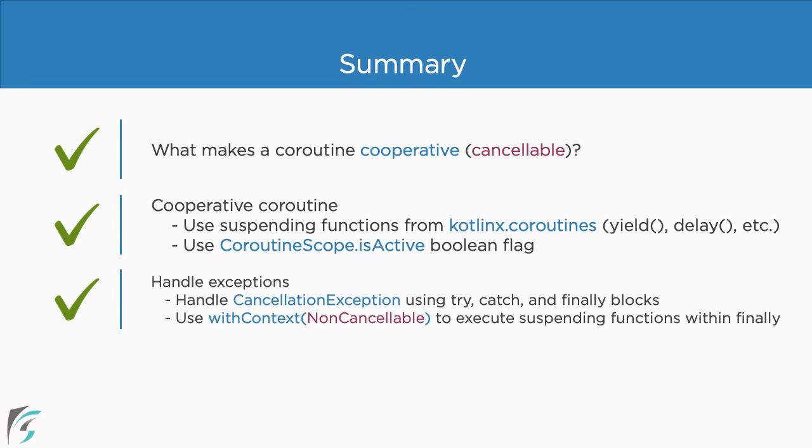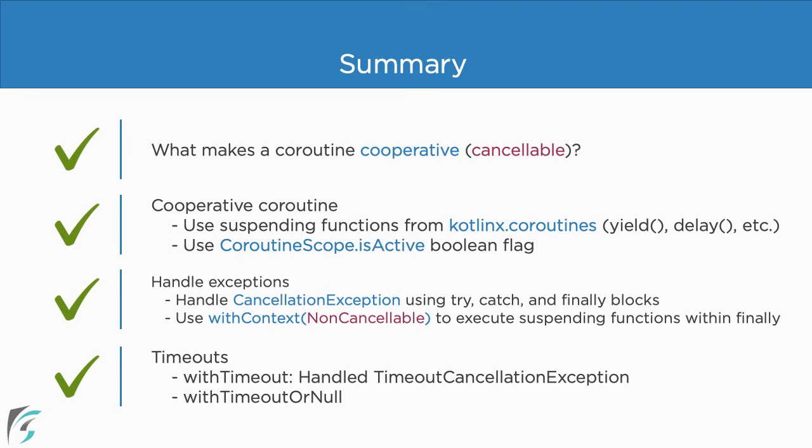Then moving on, we explored how to handle CancellationException while cancelling a coroutine by using try catch and finally blocks. And along with this, we saw how to use the withContext function to execute a suspending function within the finally block. Then we explored the topic of timeouts. And for that we saw the withTimeout function as well as the withTimeoutOrNull function. And in case of the withTimeout function, we also saw how to handle TimeoutCancellationException, which is basically a subclass of the CancellationException.